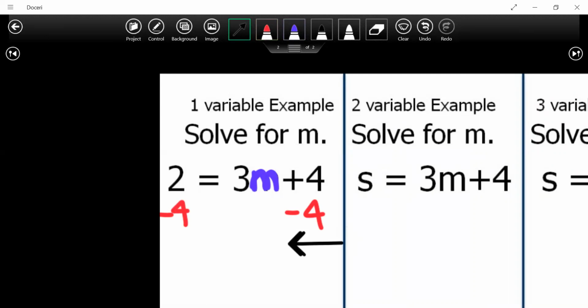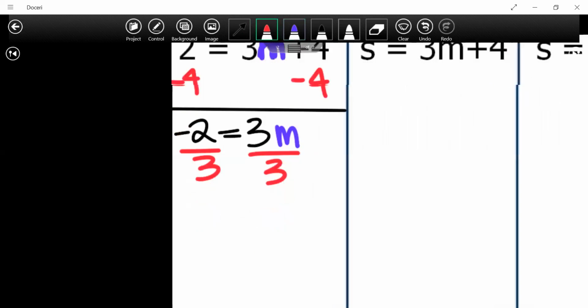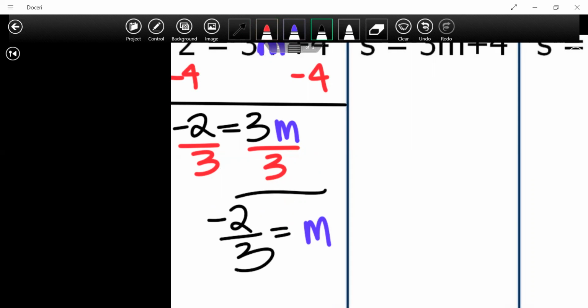And then do what? Simplify. So 2 minus 4 is what? Negative 2 is equal to 3m. And then we want to multiply or divide out by the one next to the variable. So we want to do what? Divide out by 3. We're trying to isolate the variable. So this is going to give me m is equal to negative 2/3.